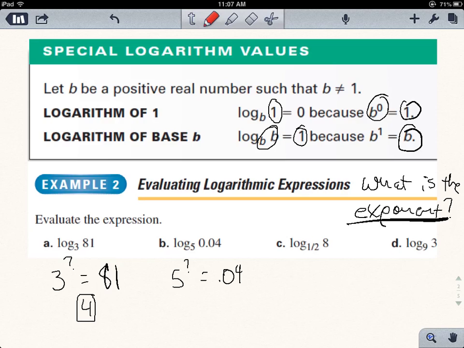You might not be super familiar with this, but we know that 1 over 5 is equal to 0.2, and 1 over 25 is equal to 0.04. Well, 1 over 25 is 5 to the negative 2. So our answer here is negative 2.